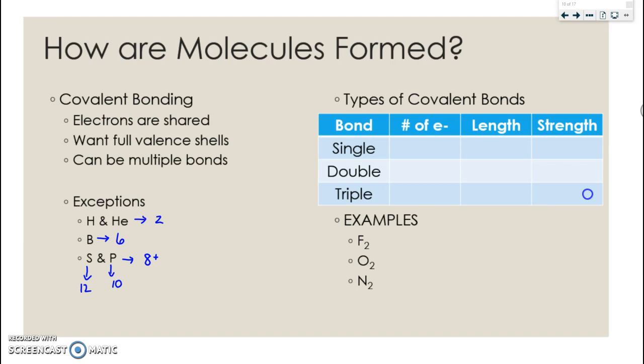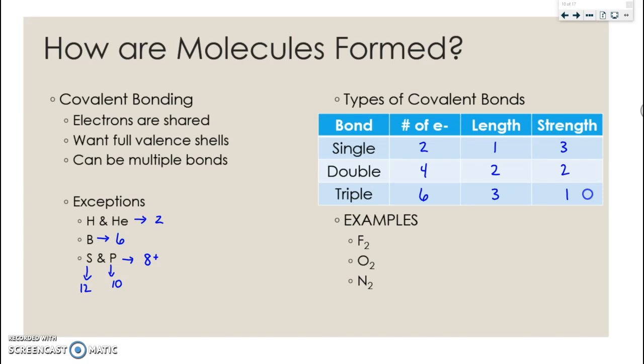There are 3 types of covalent bonds: single, double, or triple. A single bond has 2 electrons, a double has 4, and a triple has 6. Single bonds are going to be the longest, so we're going to rank length and strength. Single bonds are the longest, triple bonds are the shortest, and double bonds are in the middle. And then it's the opposite for strength. So single bonds, because there are only 2 electrons, are the weakest, where triple bonds are the strongest.